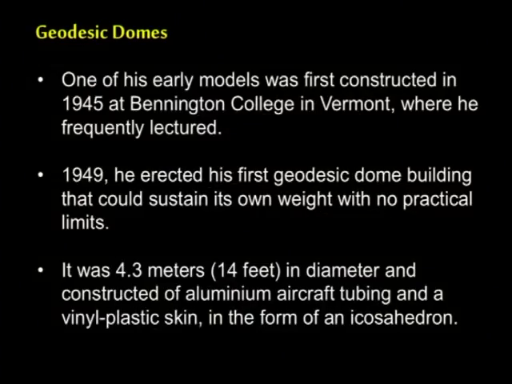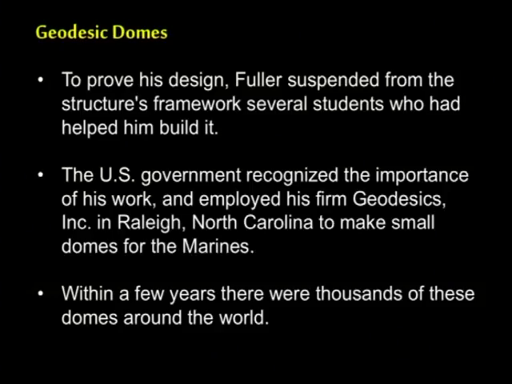One of his very early models was first constructed in 1945 at Bennington College in Vermont, a place where he frequently lectured. In 1949, he erected his first geodesic dome building that could sustain its own weight with practically no limits. It was 4.3 meters in diameter and was constructed of aluminium aircraft tubing material and a vinyl plastic skin. To prove his design's worth, Fuller suspended himself from the structure's framework, along with several students who had helped him build it.